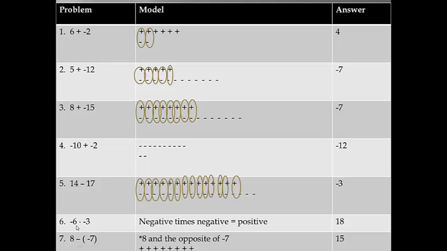Number 6, negative 6 times negative 3. A negative times a negative gives me a positive answer, so 6 times 3 is 18. Number 7, 8 minus a negative 7. I read this as positive 8 and the opposite of negative 7, which is positive 7. So when I model it, I have 8 positives and 7 positives. So I have no 0 pairs, giving me an answer of 15.